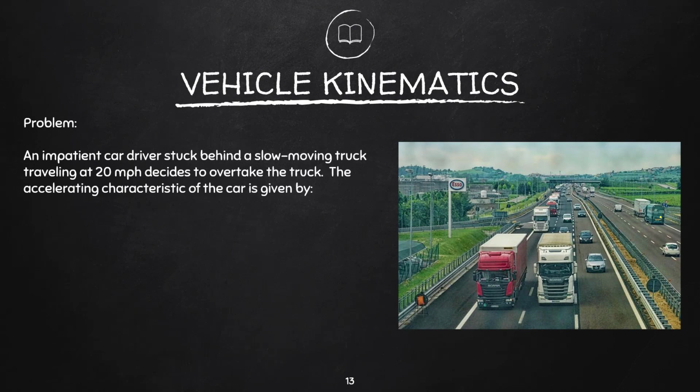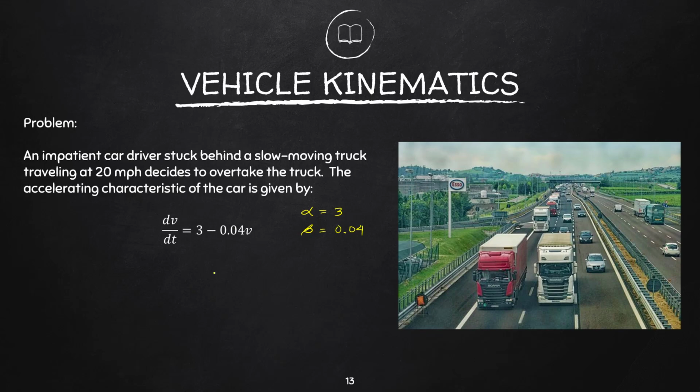An impatient car driver stuck behind a slow-moving truck traveling at 20 mph, or miles per hour, decides to overtake the truck. The accelerating characteristic of the car is given by dv over dt is equal to 3 minus 0.04 v. So this seems familiar, right? By correspondence from our formula a while ago, we can say that 3 here is alpha. So alpha is 3. And beta is now equal to positive 0.04, because from the formula, it's really negative here. So that's simply positive.